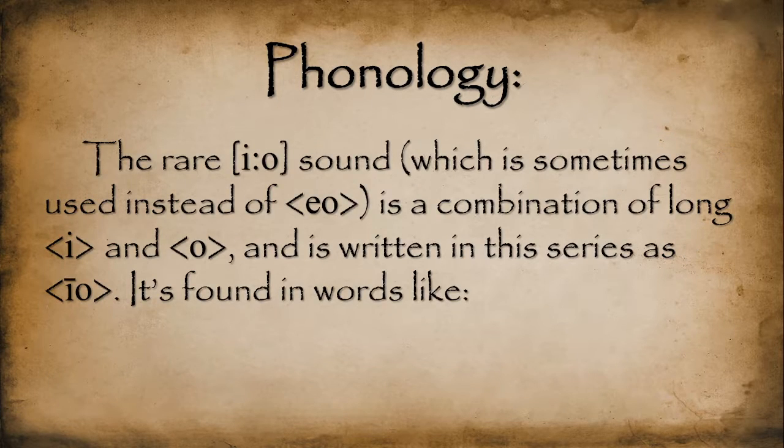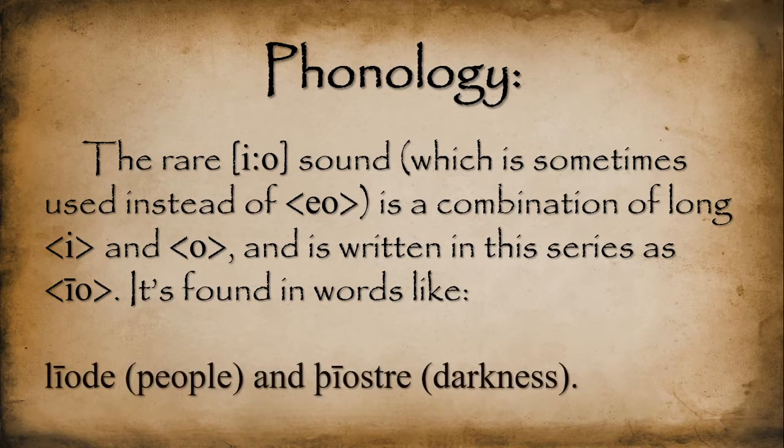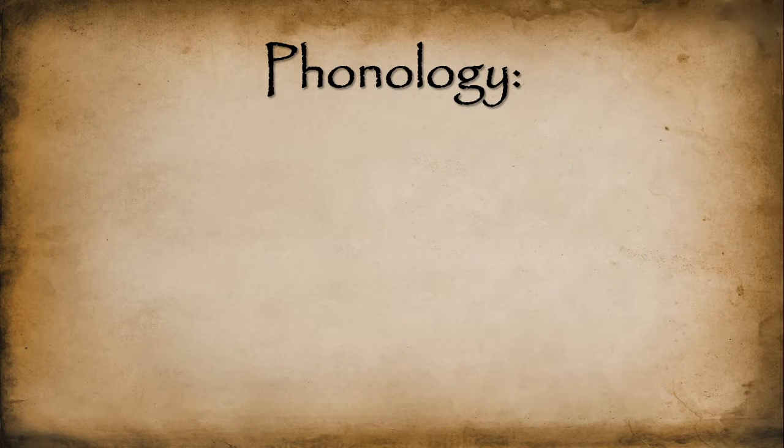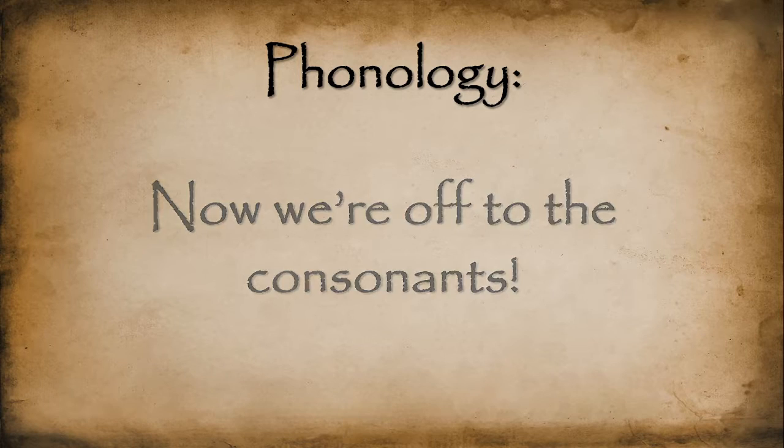The rare long IO sound, which is sometimes used instead of EO, is a combination of long I and O and is written in this series as IO with a macron on the I. It's found in words like liode, people, and theostre, darkness. Now we're off to the consonants.